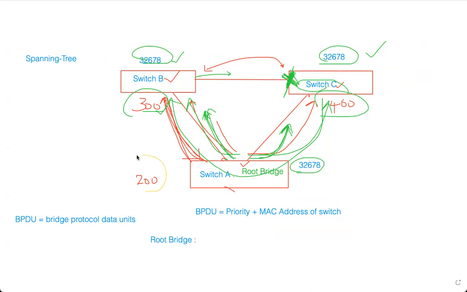So the switch A port priority is 200. Whatever ports are on switch A, they both need to be in the forwarding state because this is the root bridge. Now switch B and switch C will talk between them and exchange the priority. Whichever has the lowest priority will be in the forwarding state, but the highest priority one has to block the port. So that is why it's blocked.